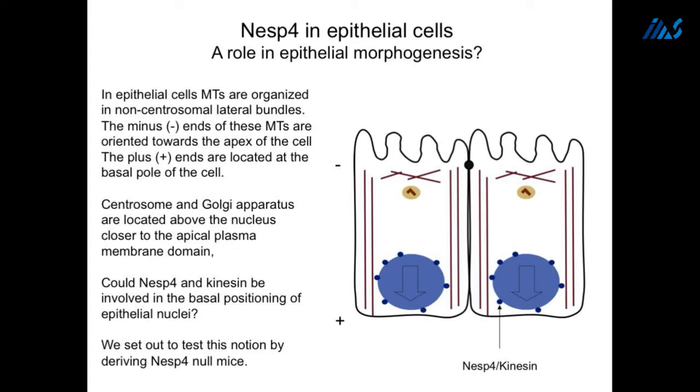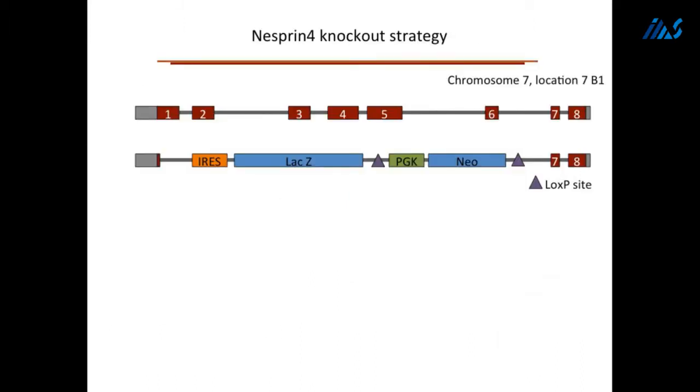So my idea, or fantasy, was that Nesprin 4, or rather kinesin, at the nuclear envelope would be able to engage with these microtubule bundles and keep the nucleus down at the base of the cell. So of course, to test this hypothesis, we went to the trouble of knocking out the Nesprin 4 gene in mice. So this just shows you the knockout construct. It essentially takes out the entire gene.